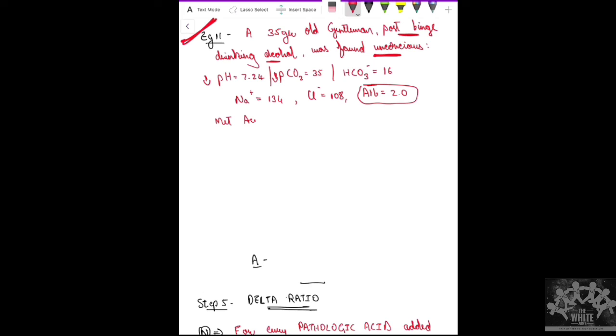Then we check for compensation. A 1 milliequivalent decrease in HCO3 minus should decrease PCO2 by 1.25 mmHg. Over here, HCO3 is decreased from 24 to 16, which means 8. So 8 into 1.25 will be somewhere around 10. So PCO2 should have decreased by 10. But PCO2 is higher than the expected value. Since PCO2 is high, mild respiratory acidosis is also present.